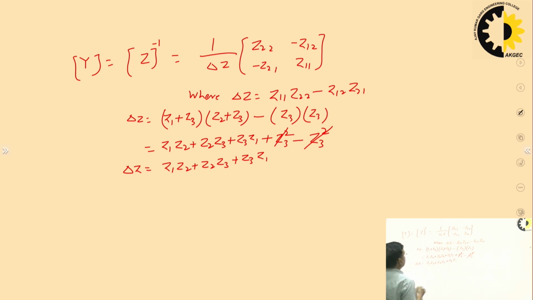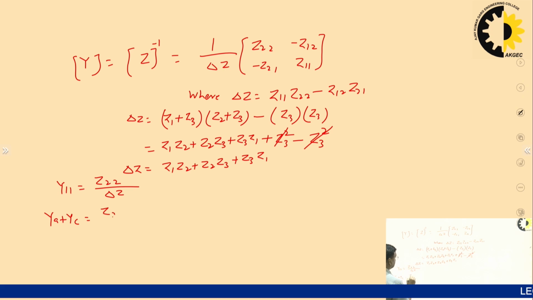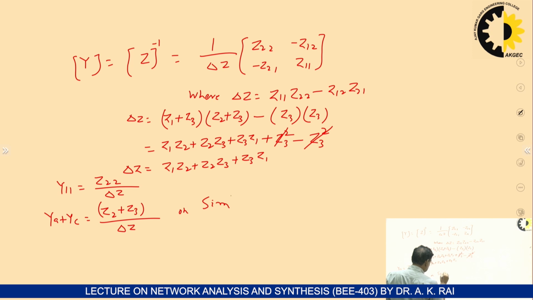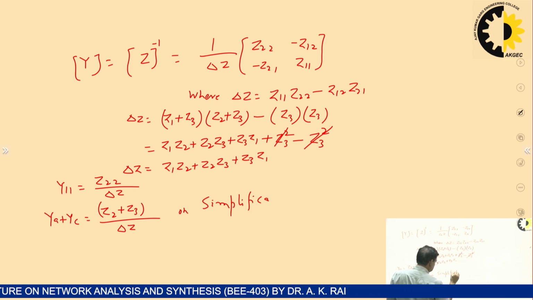Okay. So we can find Y11. So Y11 is nothing but Z22 upon del Z, and Y11 is YA plus YC, so it is equal to Z22, which is your Z2 plus Z3 upon delta Z, okay. Then on simplification we can get YA.